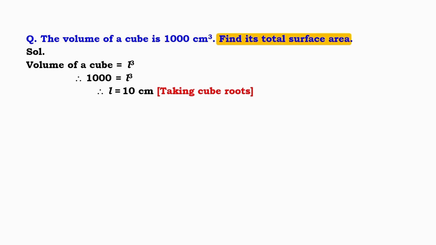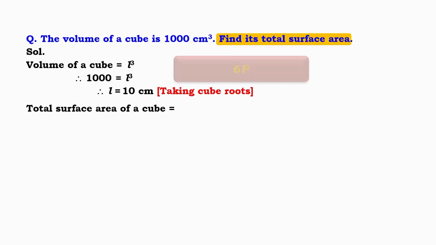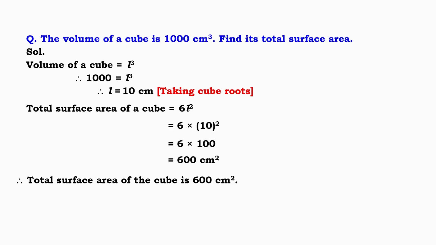Okay. Now we need to find the total surface area. What is the formula for finding the total surface area of a cube? That is equal to 6L square. So the total surface area of the cube will be 6L square, that is 6 into 10 square, that is 600 centimeter square. So the final answer is: the total surface area of the cube is 600 centimeter square.